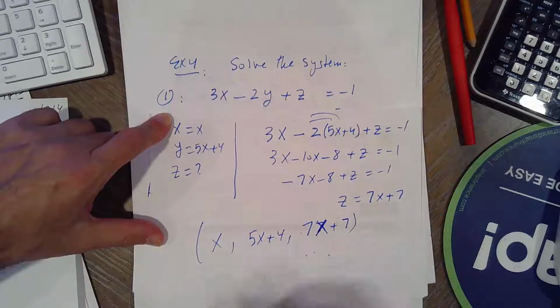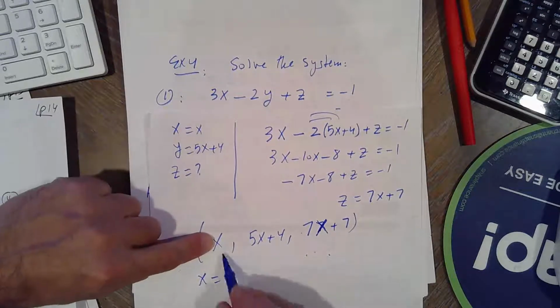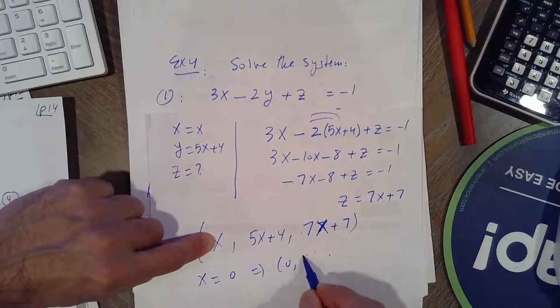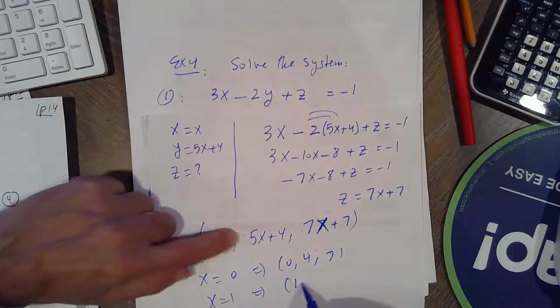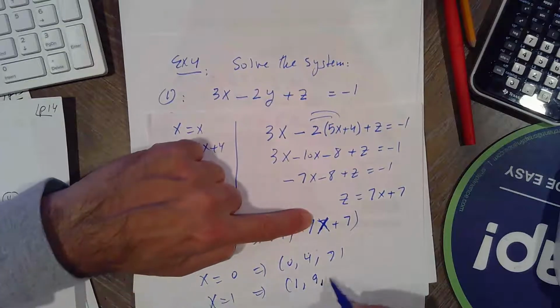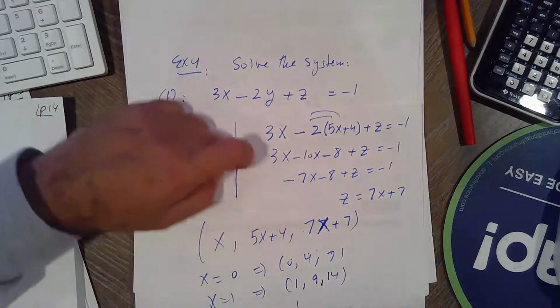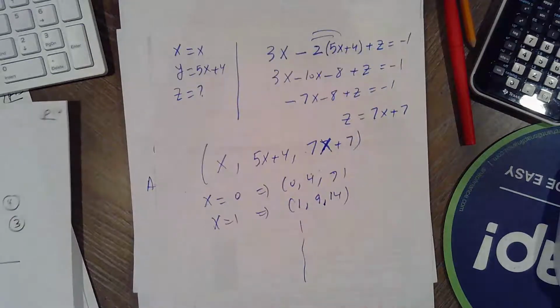So now you can plug in any value for x. You can plug in 0, and that's going to give you 0, 4, 7. You can plug in 1, and that's going to give you 1, 5 plus 4 is 9, 7 plus 7, and so on. You can generate infinite solutions.